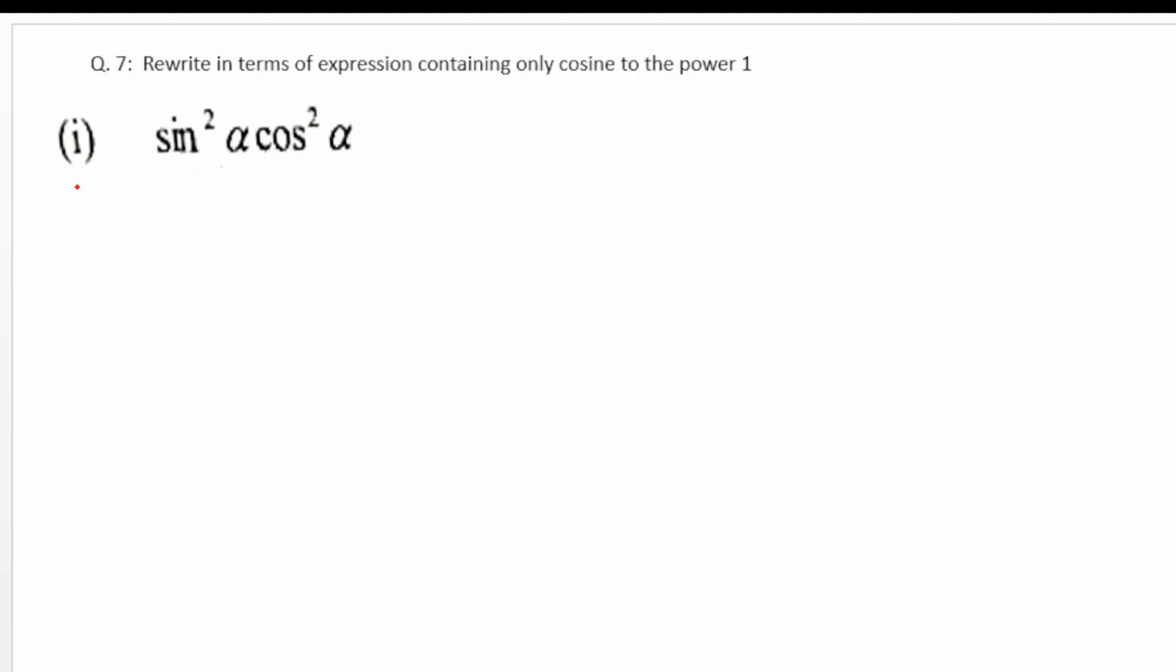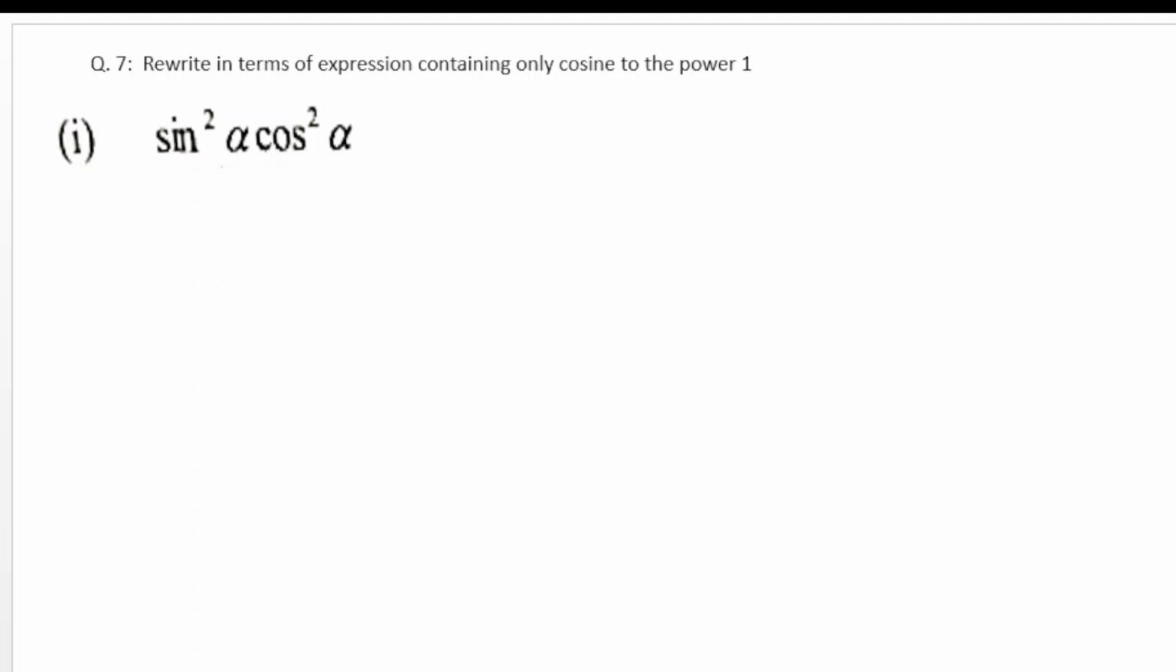So I just advise all the students to please focus on this question in a good way. The question is to rewrite the expression in terms of cosine containing only power 1. We have to take power 1. We have to move this question towards the power 1.